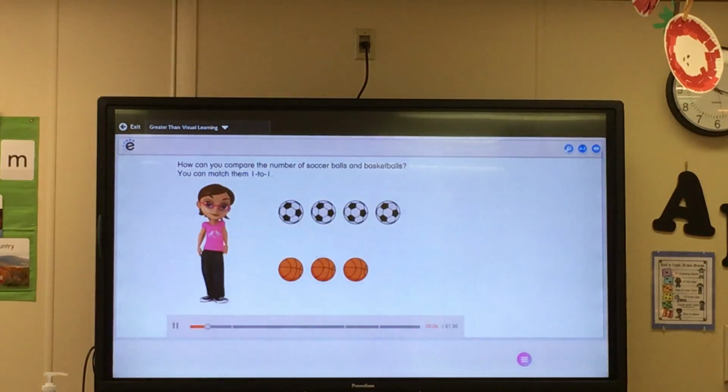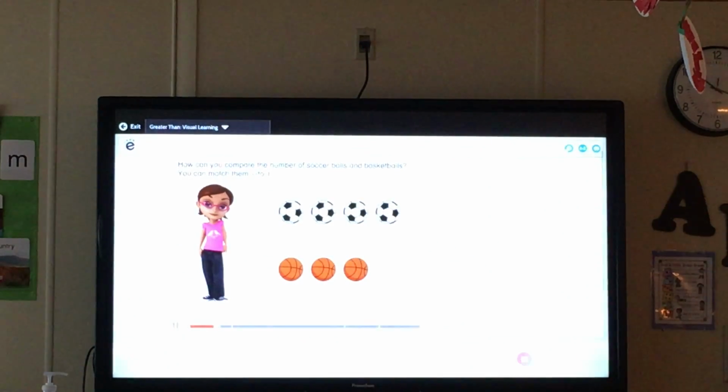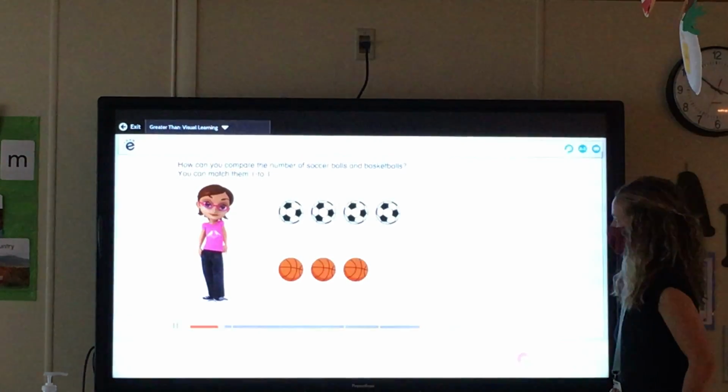How can you compare the number of soccer balls and basketballs? You can match them 1 to 1.